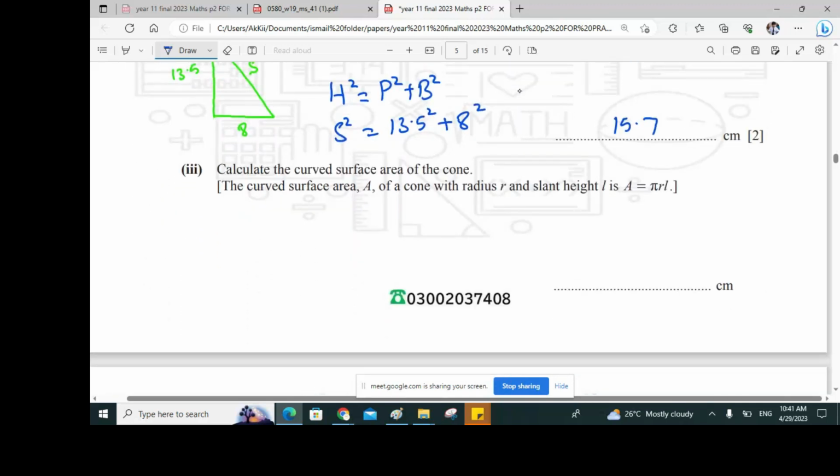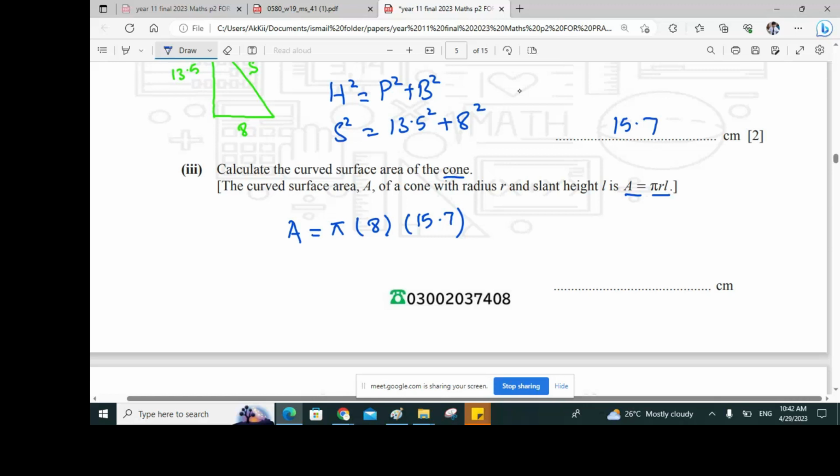It is asking me to calculate the curved surface area of the cone. I have to find out the curved surface area of the cone, right? And here is this formula. It's very simple. So area of the curved surface is equal to pi r l. Pi is pi. R is for the cone, so r is 8. And what is l? L is the slant height. So it is already found. What could be easier than that? Nothing difficult. 15.7 multiplied by 8.